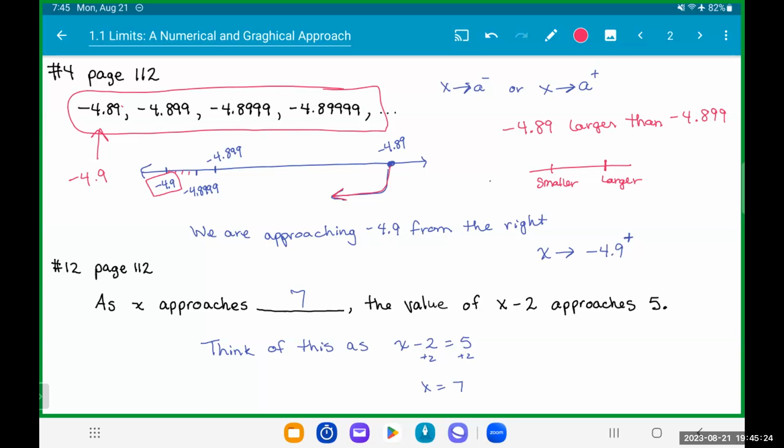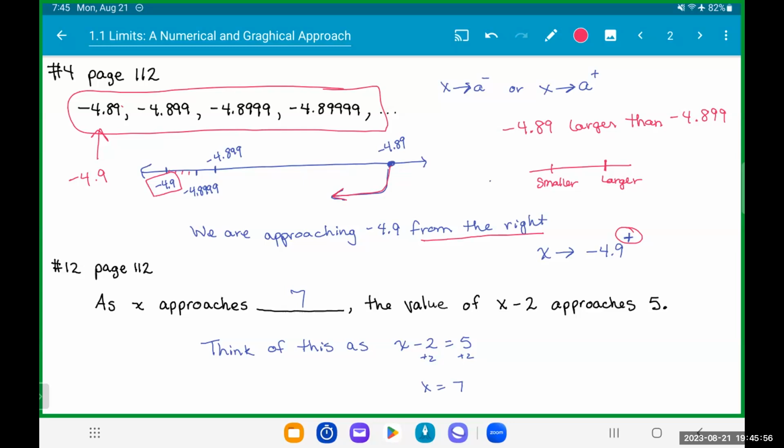And because I'm coming at it from the right, that's why I get that plus sign. If I was coming at it from the left, I would have had a minus sign up there. And if you were coming from the left, would that turn into a positive, the 4.9, or would it still be negative?